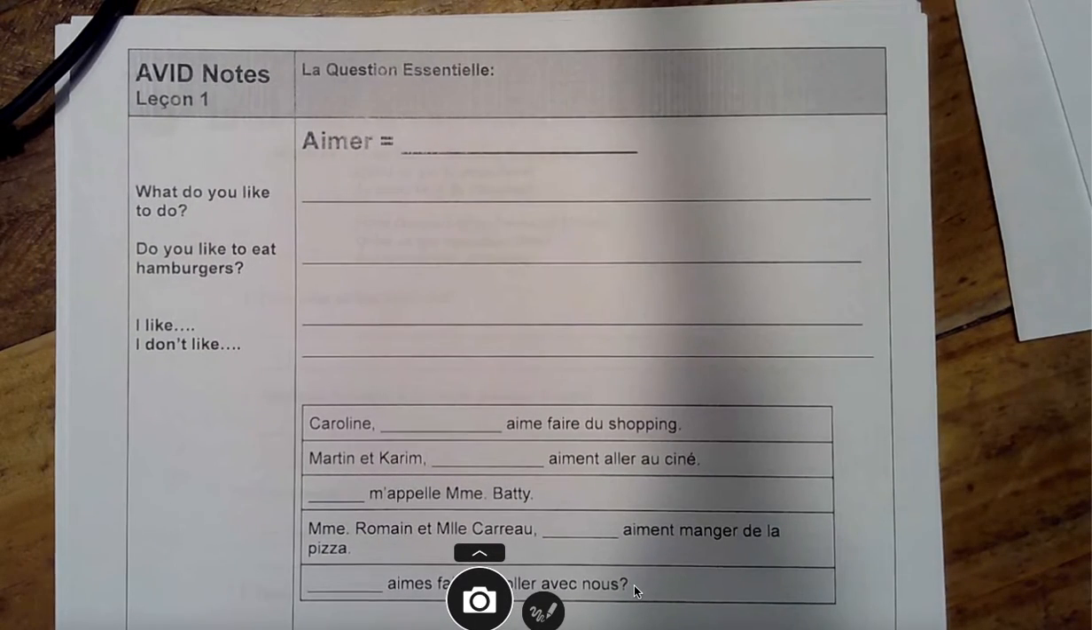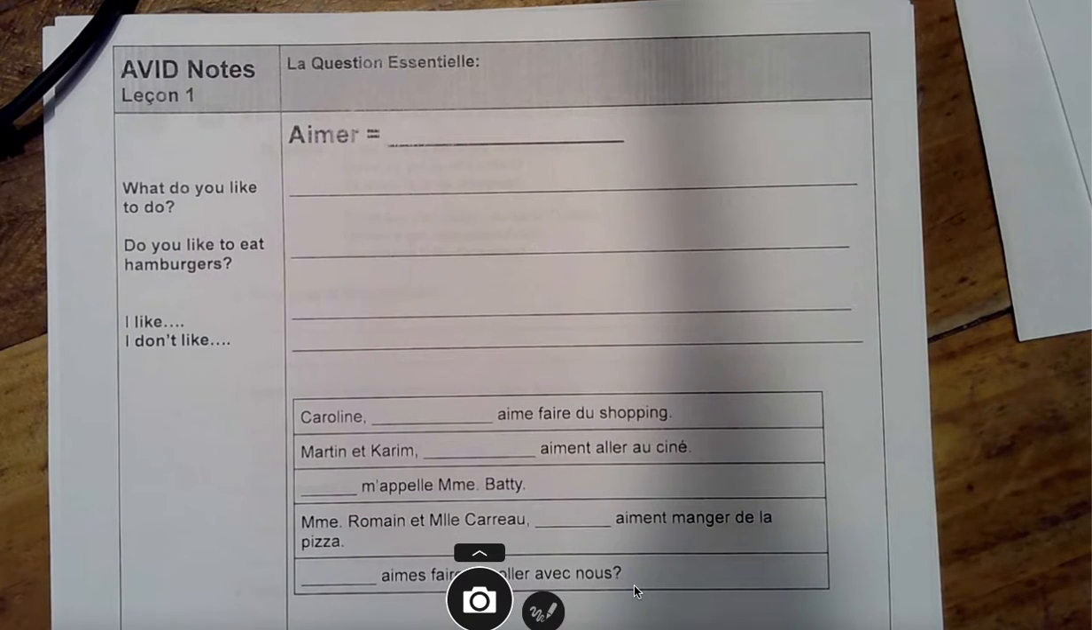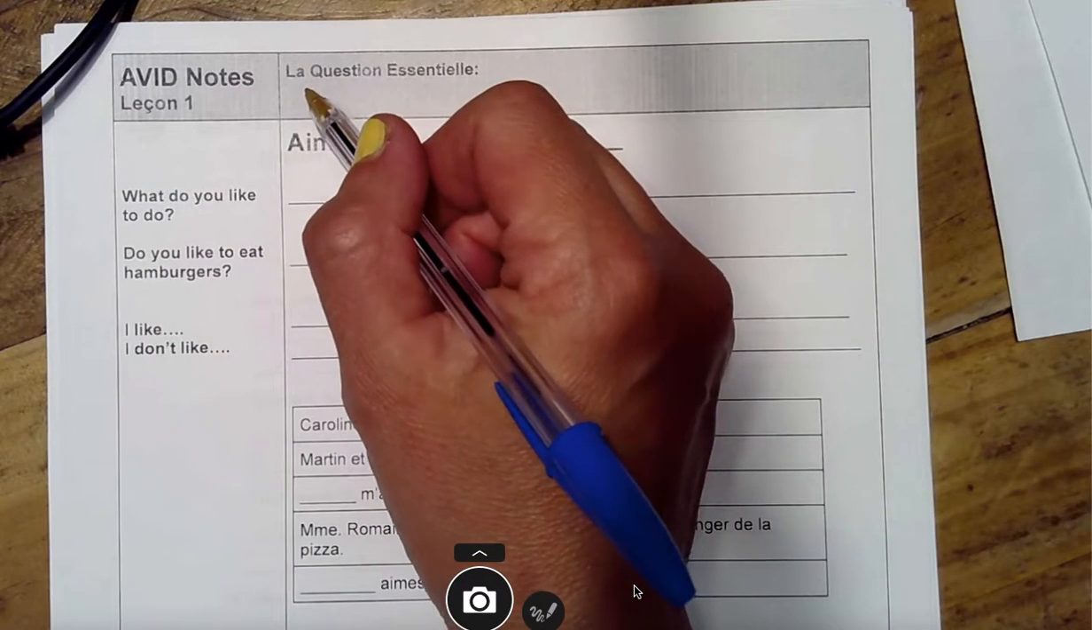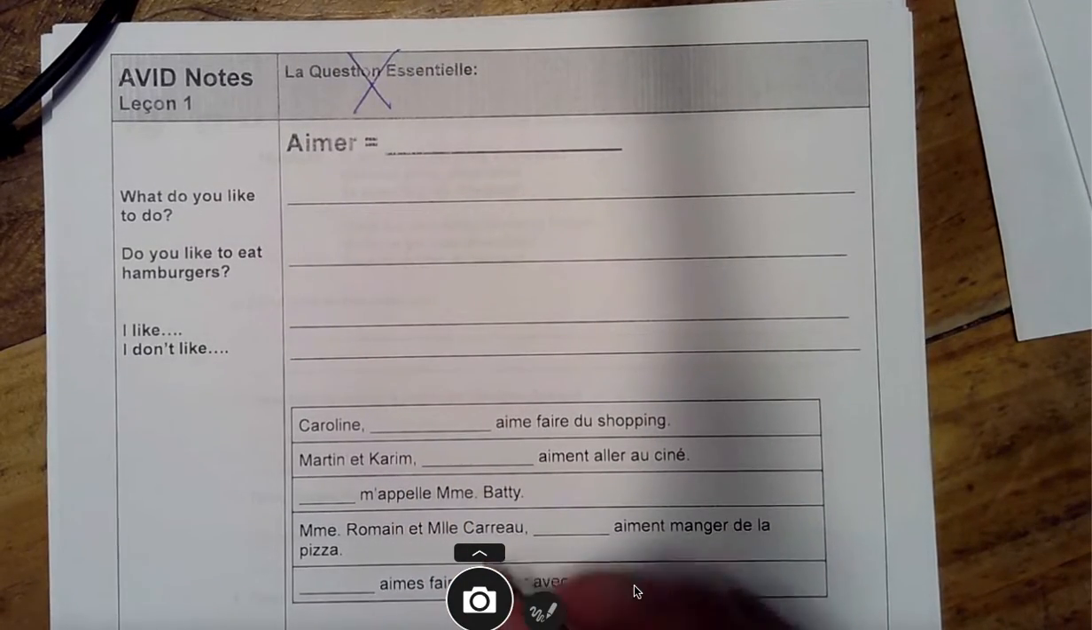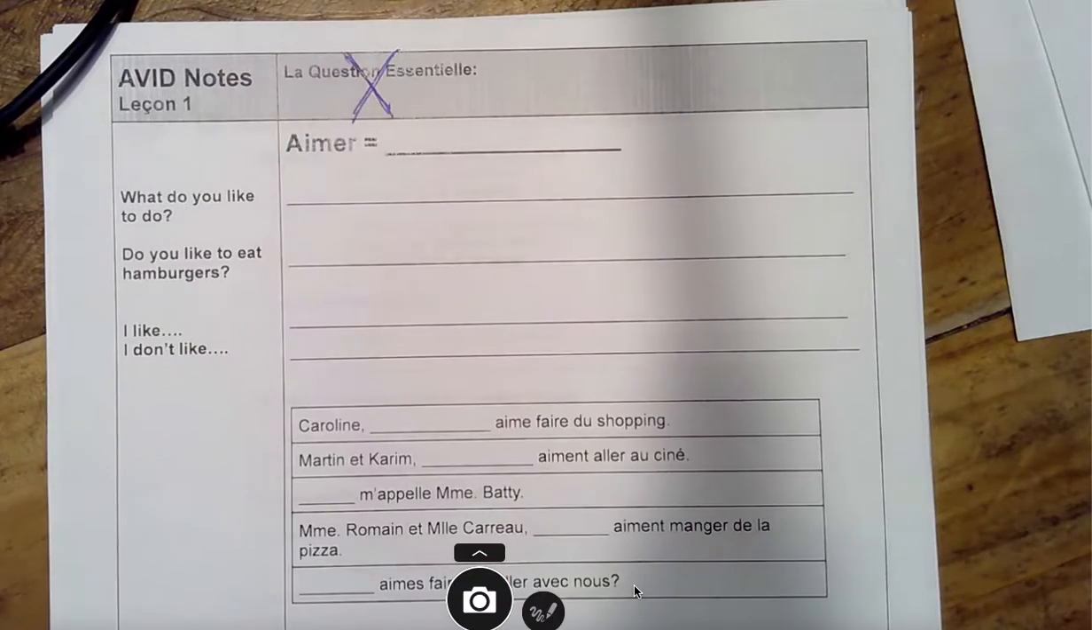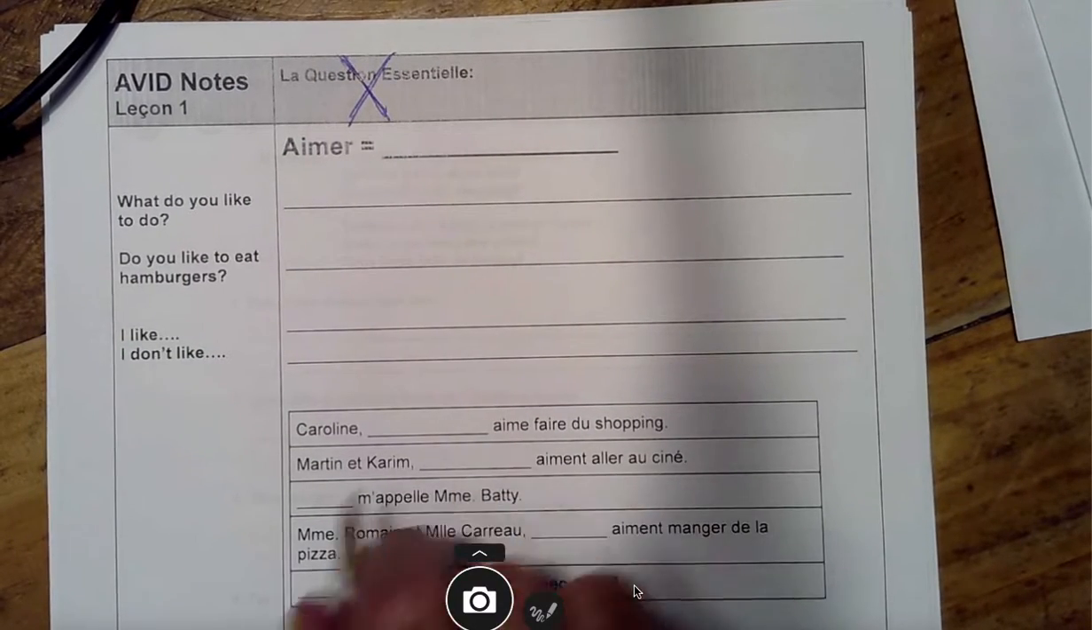And this is lesson one. So we're going to get into it. We're going to use all this vocabulary you learned yesterday to start speaking some Français. So, we're not going to do this. This is my notes for my students at school. They have to think of a question for our Avid notes. But let's get into it.